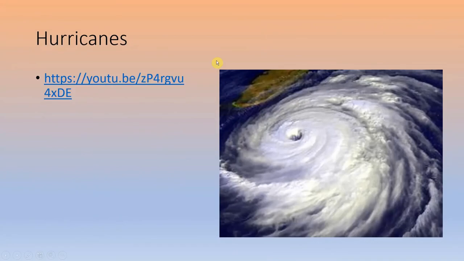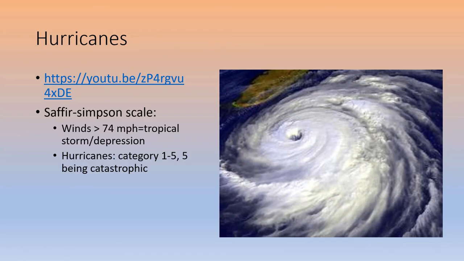Here's another good little video. It's not terribly long, but go ahead and watch this. It just explains different hurricanes and different hazards associated with hurricanes. But the scale that hurricanes are ranked on is known as the Saffir-Simpson scale.